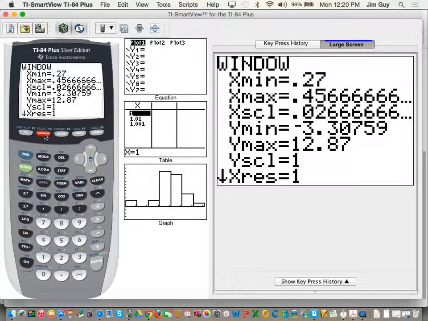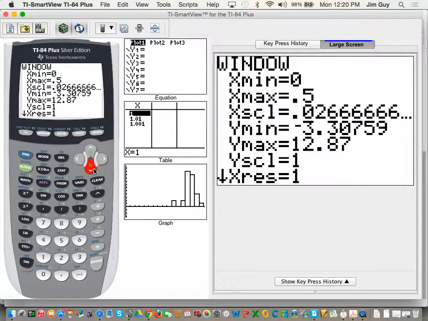Instead of 0.27, I'm just going to change it to 0. Max, instead of 0.45, I'll just go 0.5. And then what do you want it to go up by? Well, what number should we go up by? What's a nice number to go up by? I wouldn't change it too much. I don't want to go 0.0266 repeating. 0.02 would work. 0.025, but we'll just go 0.02.